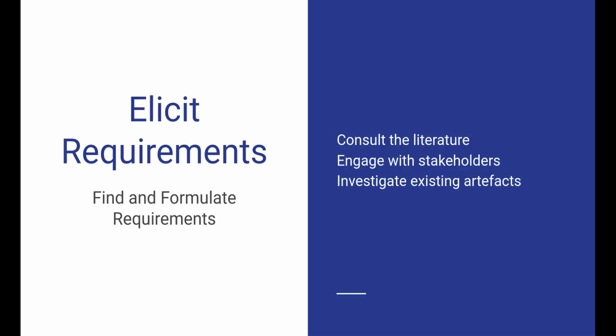When an artifact has been outlined, it's possible to start eliciting requirements. And the 3 main ways of doing so is to consult the literature, engage with stakeholders, and to investigate existing artifacts.